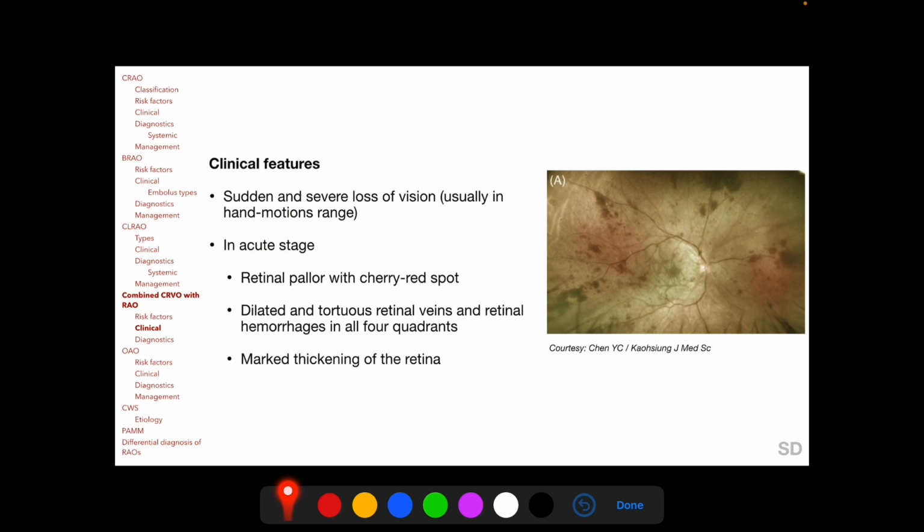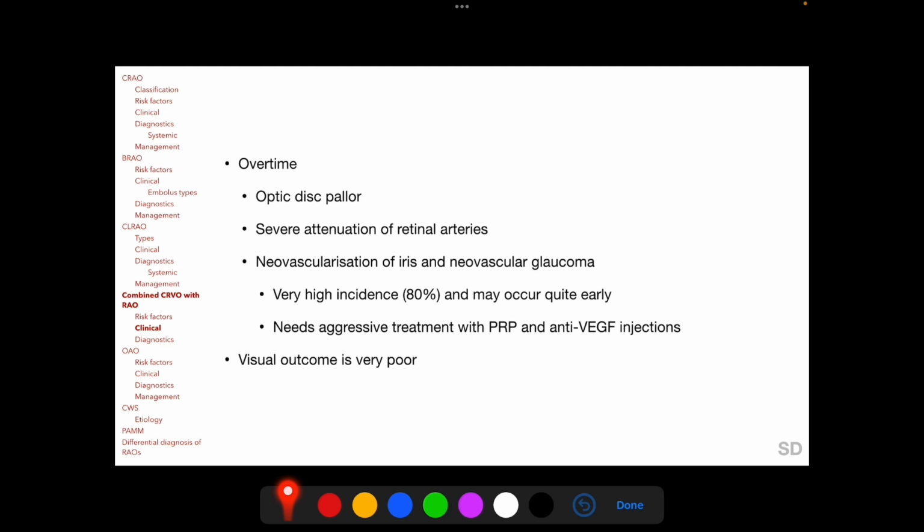In the acute stage, we will find retinal pallor and cherry spot as evidence of a central retinal arterial occlusion and dilated and tortuous retinal veins and retinal hemorrhages in all four quadrants of the retina as evidence of a coexisting CRVO. Marked thickening of the retina can also occur in an eye with combined occlusion. Over time, the optic disc becomes pale, the retinal arteries become severely attenuated, and neovascularization of the iris may develop in a very high proportion of these patients and quite early in the course of the disease and may progress to neovascular glaucoma. Needless to say, visual outcome is very poor in the majority of these patients.